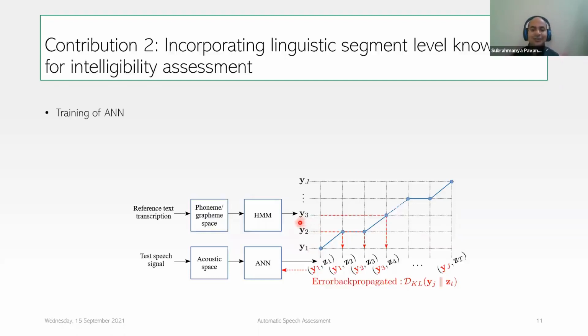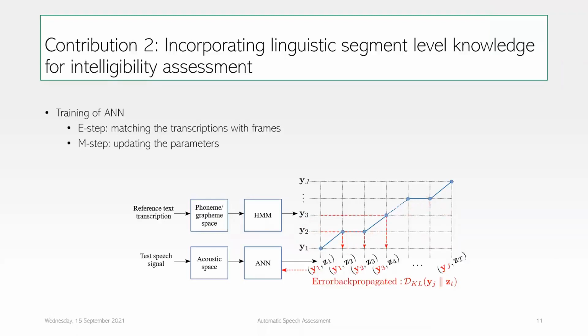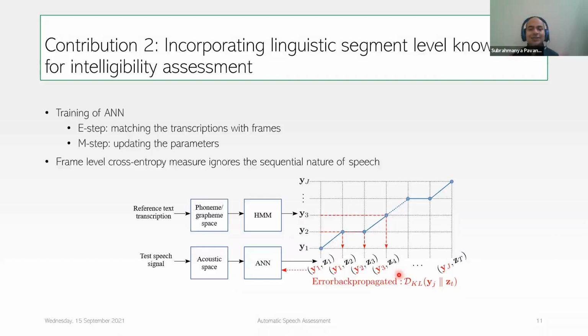The training consists of two steps: expectation step, or E step, that finds the frame to state alignment indicated by this blue path, and a maximization step that updates the ANN parameters given these pairs of y and z's using a frame level cross entropy cost function. This cost is the same as Kullback-Leibler divergence between reference and test sequences. However, this frame level cost ignores the sequential nature of the frames. Hence, we propose that we use cost functions that are constructed from segments.